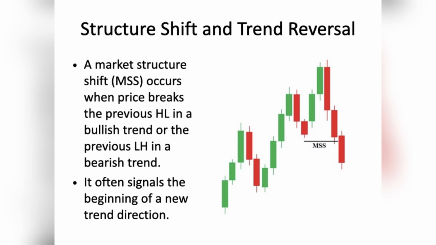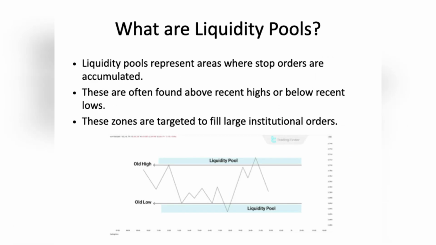bears are losing control. Okay, let's introduce the other key player, liquidity pools. This might sound complex, but it's a simple concept. Liquidity pools are areas in the market where a huge number of stop-loss orders are clustered. Think of them as pools of fuel that big players need to execute their large orders.